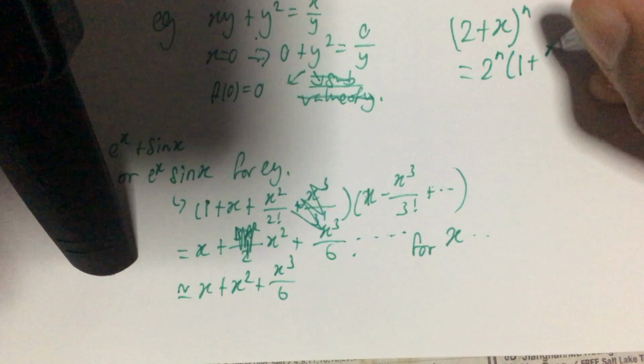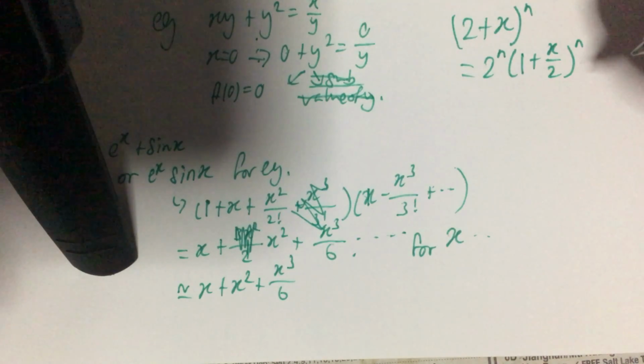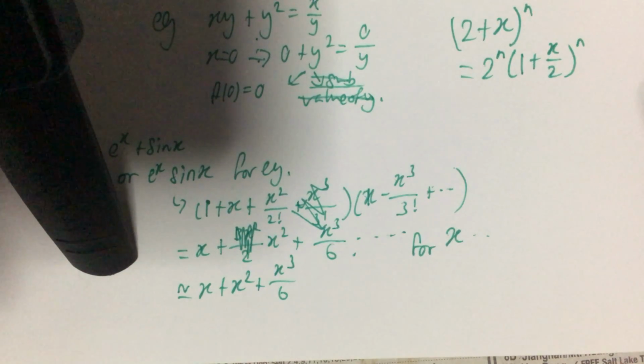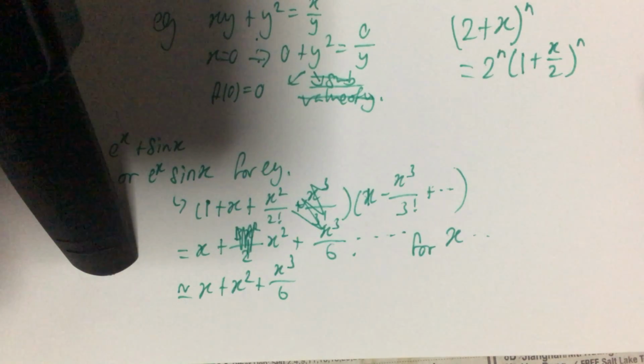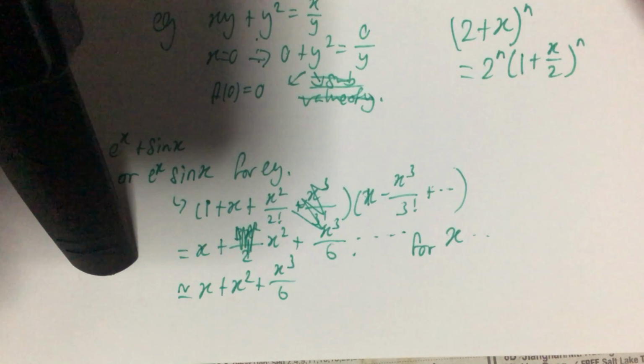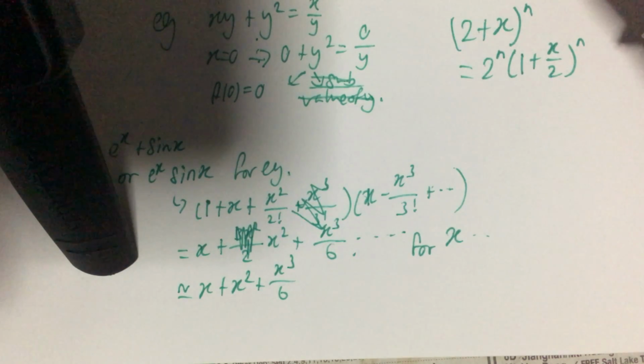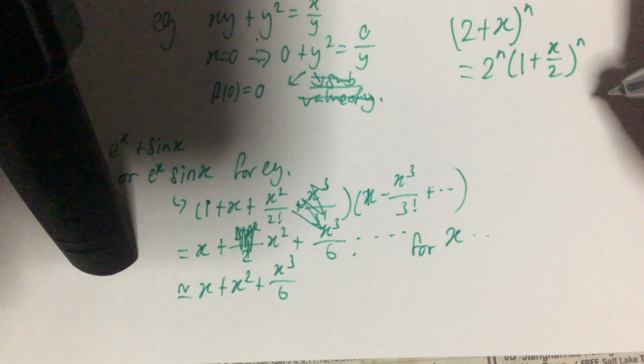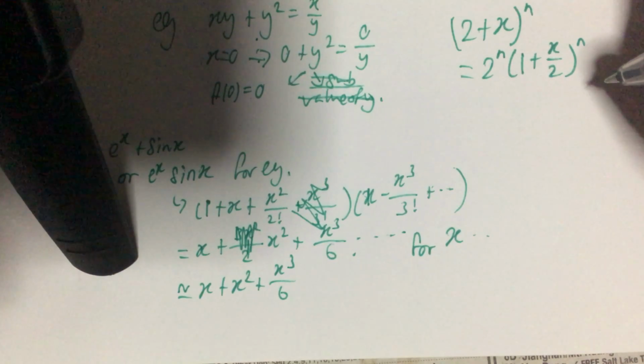Actually for 2 plus x you don't split it up into 1 plus x, you instead divide it by 2 inside the bracket. So 2 plus x is equal to 2 times (1 plus x over 2) in a sense, and that 2 must be brought out, so 2 to the power of n as well. So 2 to the power of n, and then the bracket will be (1 plus x over 2) to the power of n. Okay, so yes, I guess it's pretty simple.